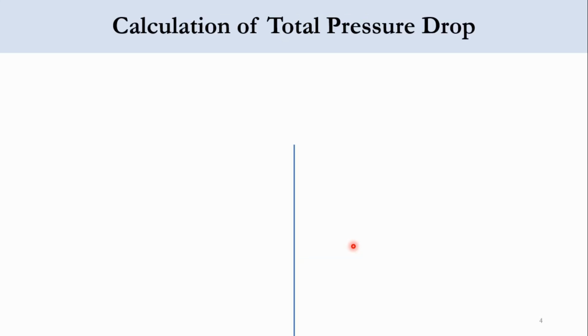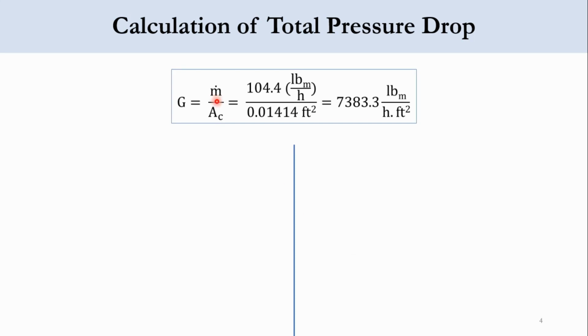First is the calculation of pressure drop. We know that G is equal to mass flow rate divided by area. Mass flow rate is 104.4 pound per hour, while the cross-sectional area is 0.01414 square feet. That is calculated from the schedule of pipe and the pipe size. And accordingly, G is calculated as 7383.3 pound per hour square feet.